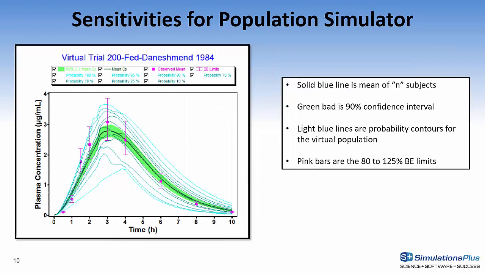You can also create plots, and this is an example of a virtual trial of about 200 subjects. The blue line here is the mean of the 200 subjects, and then this green band is the 90% confidence interval for those subjects. And then these light blue ones show further and further probability limits.